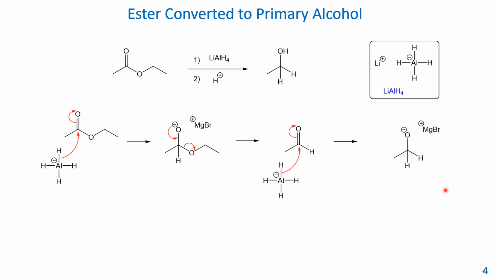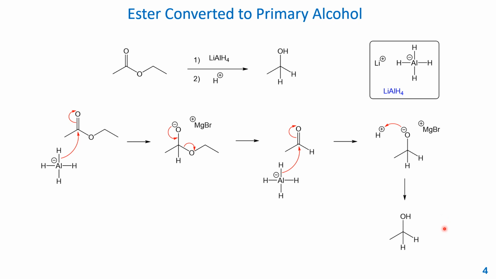Okay, now the second step is the work up with acid. So when there's a proton, this oxide will take the proton. This is a protonation, and then the final product will be the primary alcohol here.